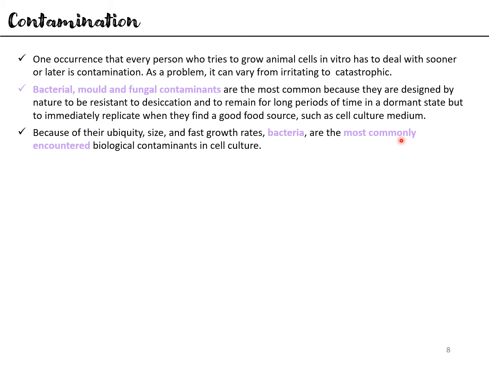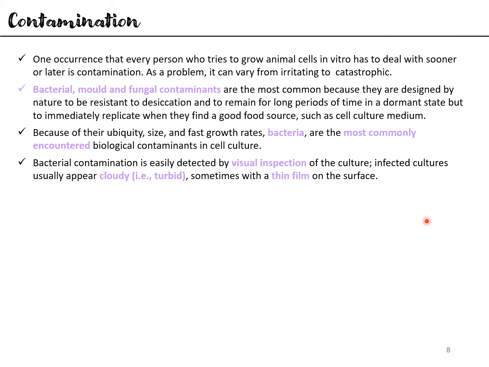Because of their ubiquity, size, and fast growth rates, bacteria are the most commonly encountered biological contaminants in cell culture. Bacterial contamination is easily detected by visual inspection of the culture because your infected cultures will appear cloudy, that is turbid. So typically if you are growing cells in, let's say, Petri plates, and you take up the Petri plate, it's just slightly tilted, you can easily see through the media. It's crystal clear. But if you have any bacterial contamination, then your media will turn turbid immediately. So simply by looking at the plates, you can say that yes, you have bacterial contamination.